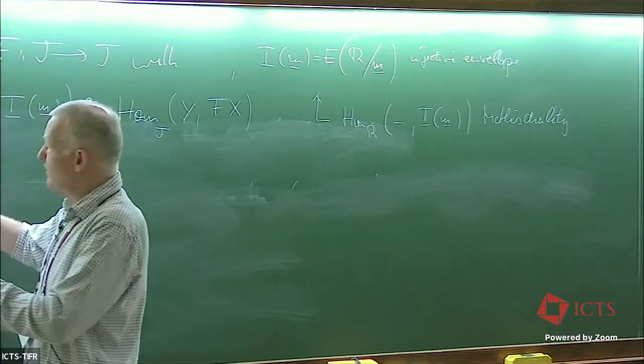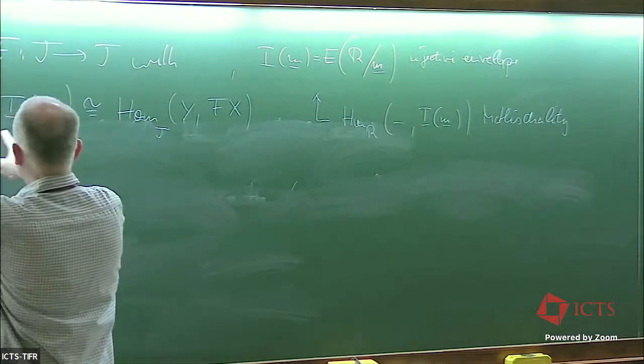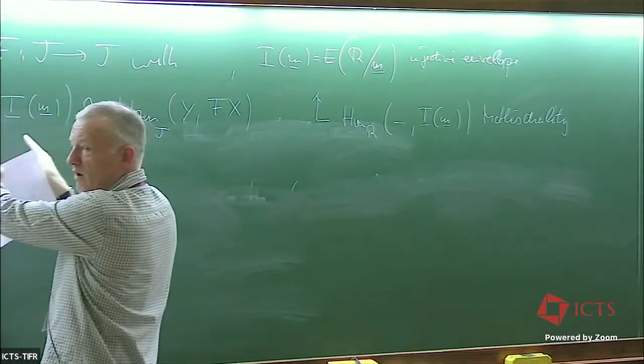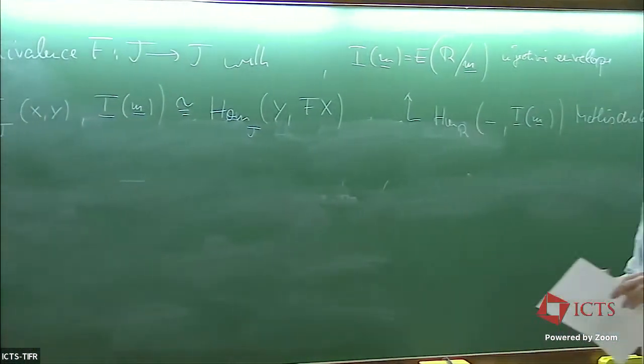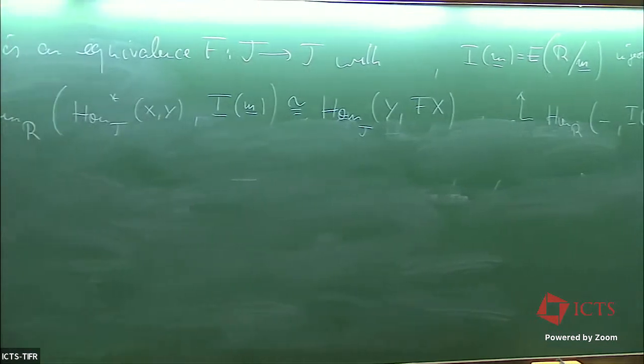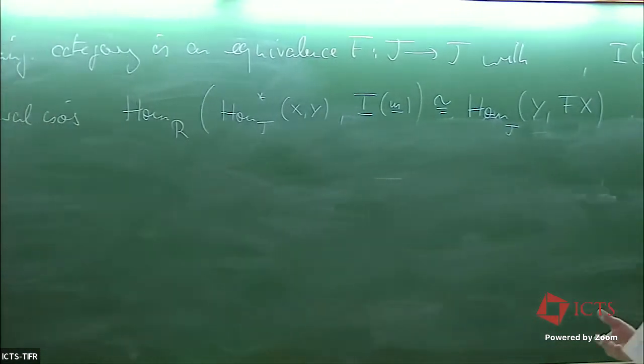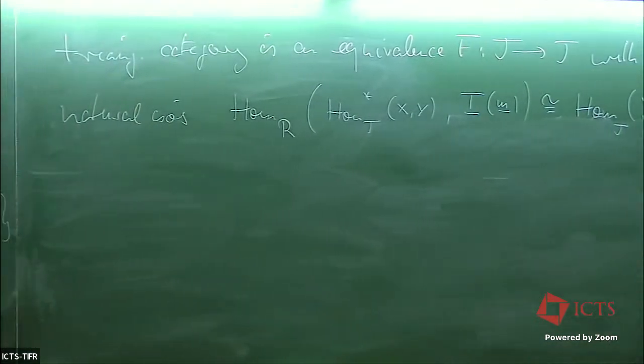R is a graded ring. This is a graded module. This is a graded module. And now I take just the Homs in the category. And that is a priori just an abelian group, but it's also an R-module.